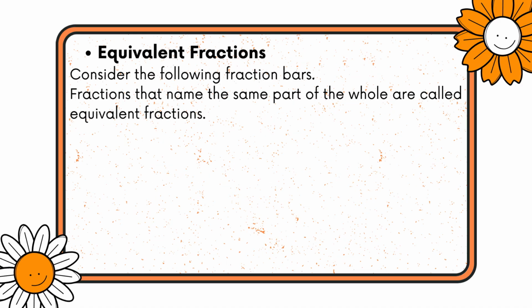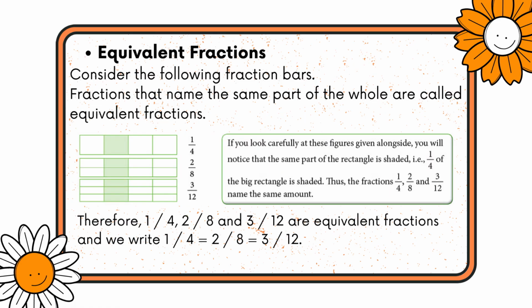Equivalent fractions. Consider the following fraction bars. Fractions that name the same part of the whole are called equivalent fractions. If you look carefully at these figures given alongside, you will notice that the same part of the rectangle is shaded. That is, 1 by 4 of the big rectangle is shaded. Thus, the fractions 1 by 4, 2 by 8 and 3 by 12 name the same amount. Therefore, 1 by 4, 2 by 8 and 3 by 12 are equivalent fractions, and we write 1 by 4 is equal to 2 by 8 is equal to 3 by 12.